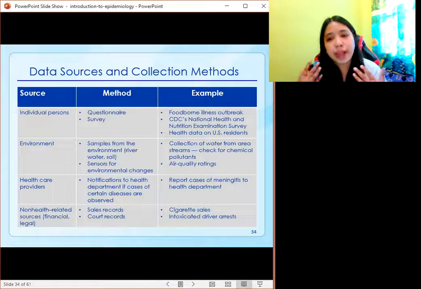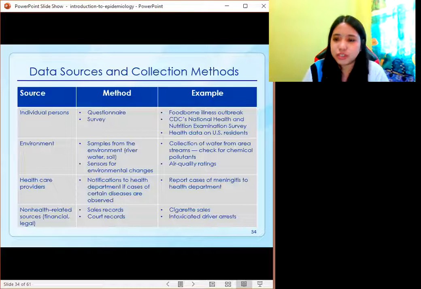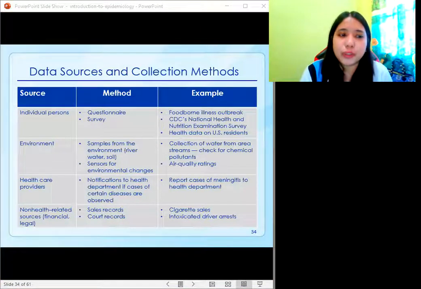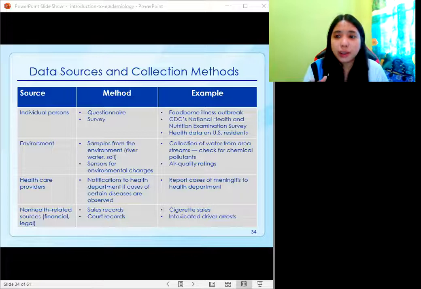So we often collect data from individual persons using questionnaires and surveys. In the task given to you in our laboratory, you were asked to come up with a survey questionnaire, and using that survey questionnaire, you floated the questionnaire to individual persons.